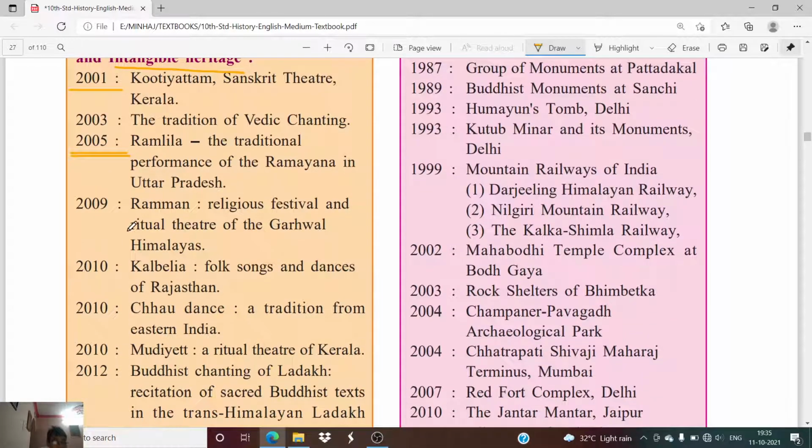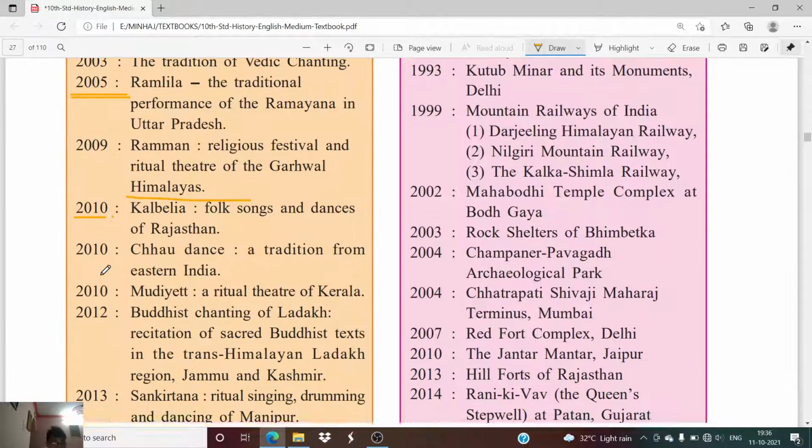Then 2009, Ramman, a religious festival and ritual theatre of the Garhwal in Himalayas. Then in 2010, Kalbelia, that is folk songs and dances of Rajasthan. It is also an intangible heritage. In 2010, Chhau dance, which you will see in Eastern India. It is also an intangible tradition, intangible heritage. In 2010, Mudiyettu, a ritual theatre of Kerala.